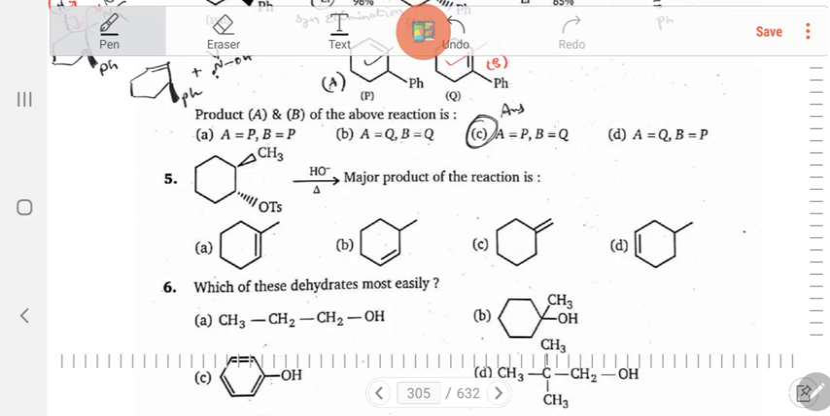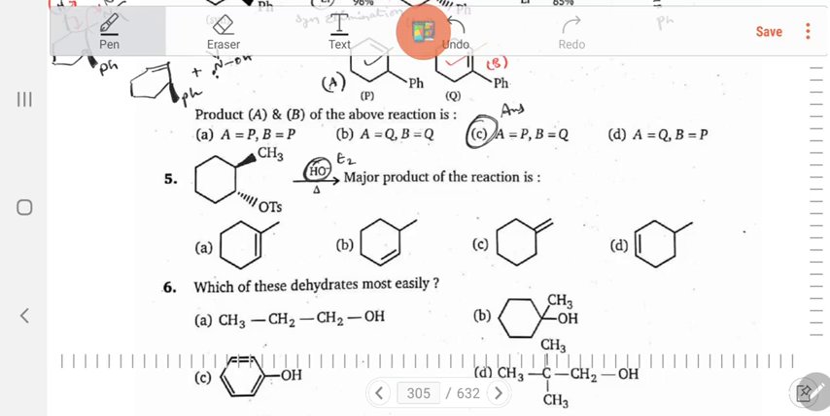Here the methyl group and OTS both are anti to each other. So we are taking strong base. When you take strong base on heating, definitely it is E2 elimination. So in E2 elimination, the condition must be anti-elimination. That means hydrogen and the leaving group both must be in opposite directions, right?